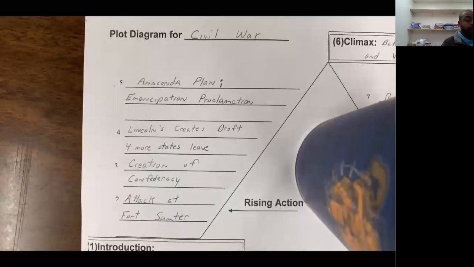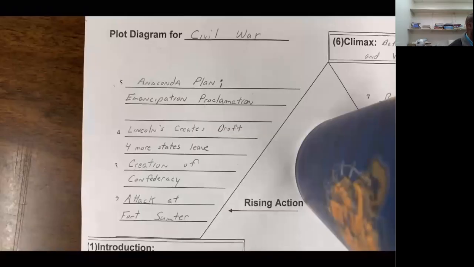The war begins, and the initial part of this, as we move into the first few fights, we want to talk about the major ones. Number 5, we move up to the Anaconda Plan. The plan Lincoln sets out is a 3-point plan.